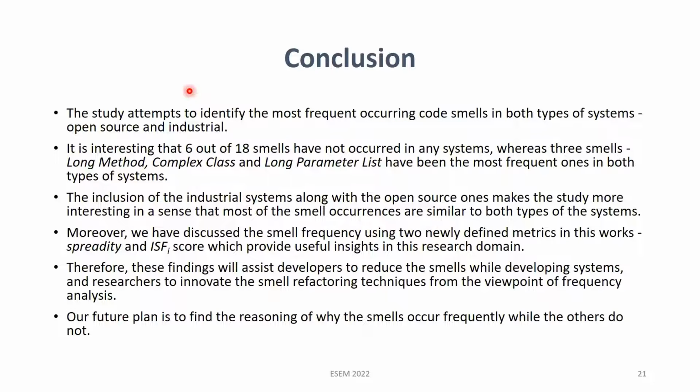So conclusion, the study attempts to identify the most frequently occurring code smells in both types of software systems, open source and industrial. It is interesting that 6 out of the 18 smells have not occurred in any systems, whereas 3 smells, long method, complex class, long parameter list, have been the most frequent ones in both types of systems. The inclusion of the industrial systems along with the open source ones makes the study more interesting in a sense that most of the smell occurrences are similar in both types of systems.